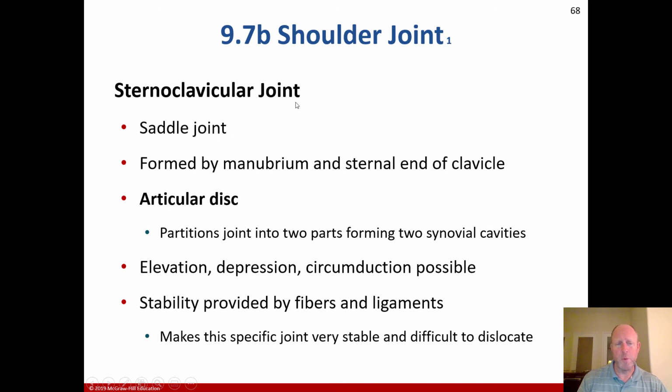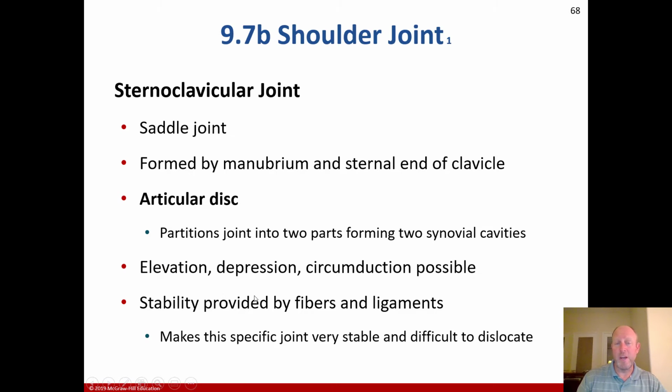Sternoclavicular joint for the shoulder, we spend more time on that. The SC joint is a saddle joint, formed by the manubrium and the sternal end of the clavicle. The manubrium is basically at the sternum, and the sternal end of the clavicle, of course, is their connection point there. An articular disc partitions the joint into 2 parts, forming 2 synovial cavities here. The SC joint can perform elevation, depression, and circumduction to some extent.